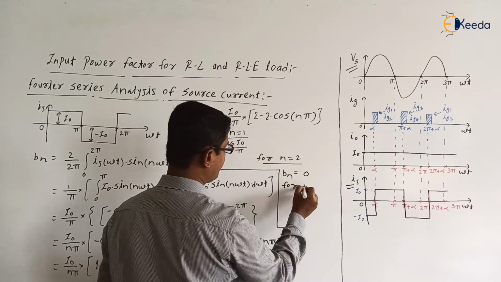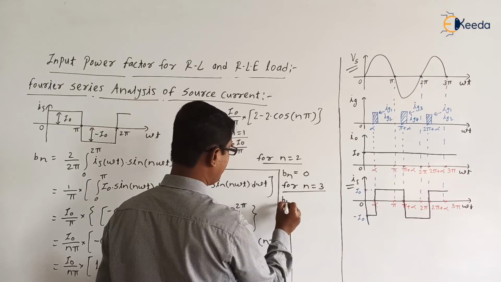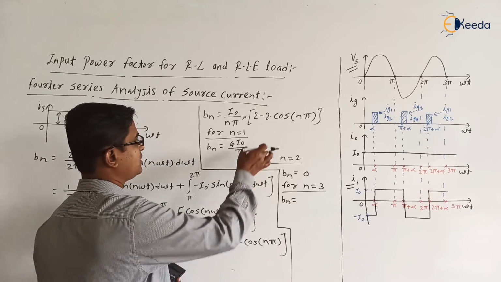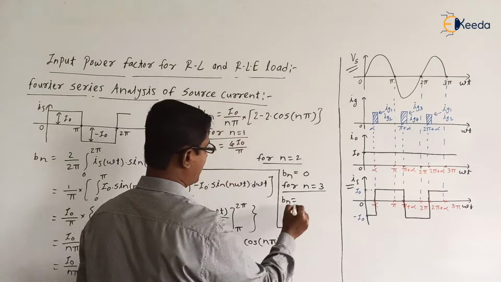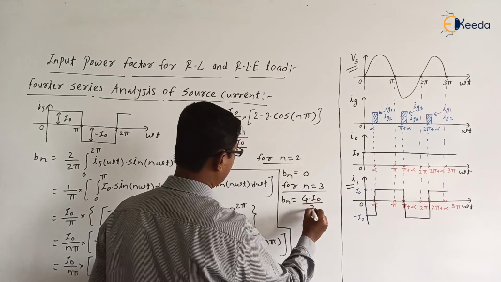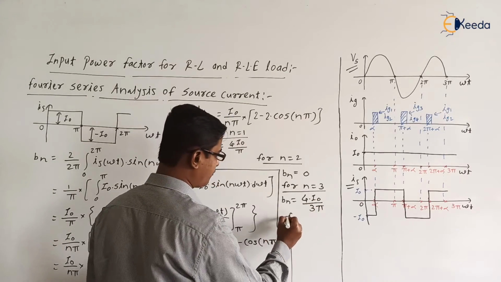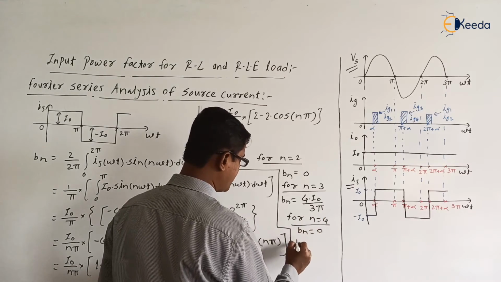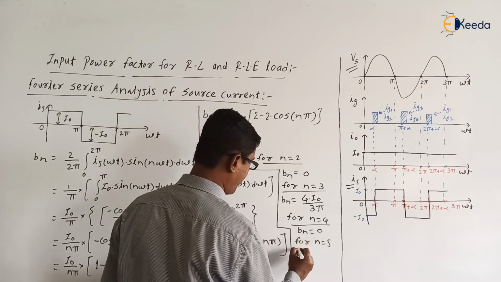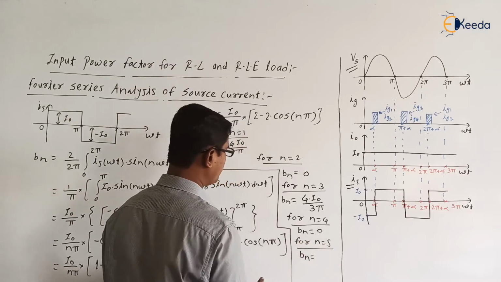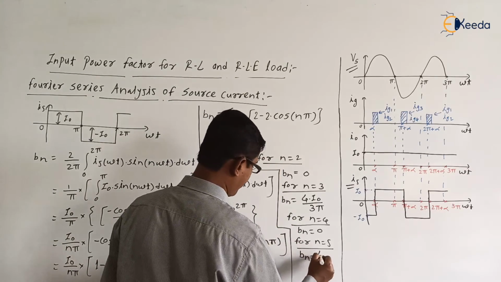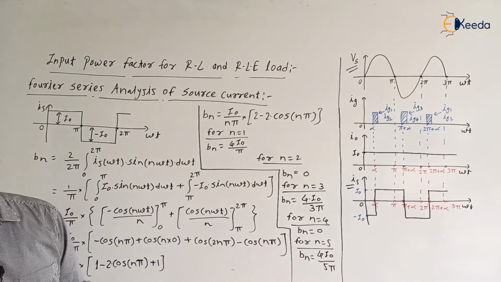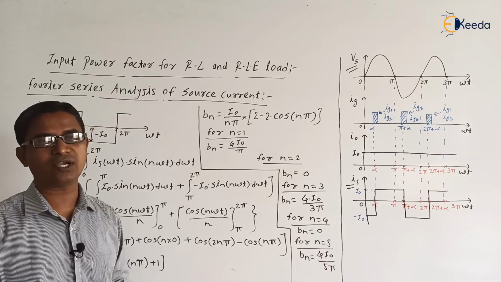For n is equal to 3, if you check Bn, it is 4 into I0 divided by 3 pi. Are you getting the point? For n is equal to 4, you will be getting 0. For n is equal to 5, Bn is equal to 4 into I0 divided by 5 pi. In this way, we can find the value of Bn for different values of n.